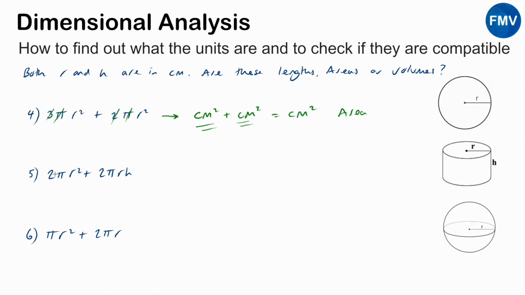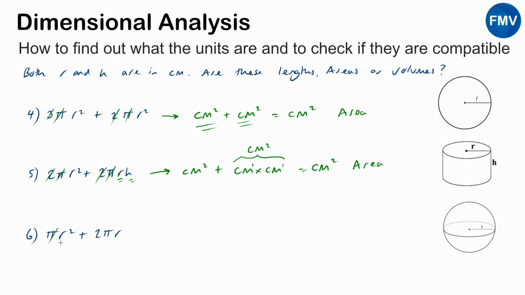2 more terms here. 2, no dimension. Pi, no dimension. R squared, well, that is centimetres squared. And we're adding 2, no dimension. Pi, no dimension. R is centimetres, and it's multiplied by h, which also is centimetres. They are both to the power of 1, so they become centimetres squared. So now we've got centimetres squared plus centimetres squared, and that is centimetres squared. Because they're the same term, you can collect them. We have got area.